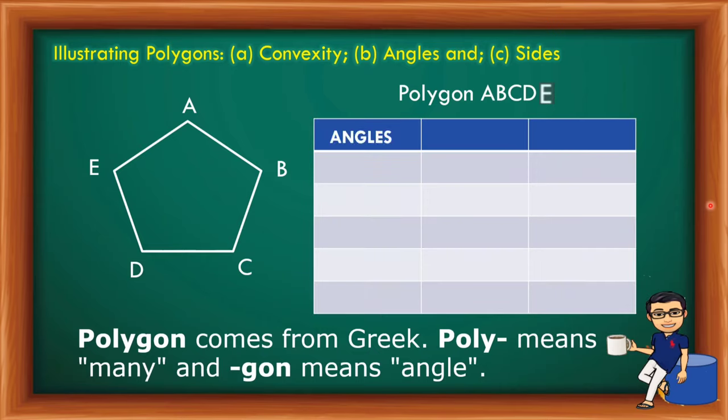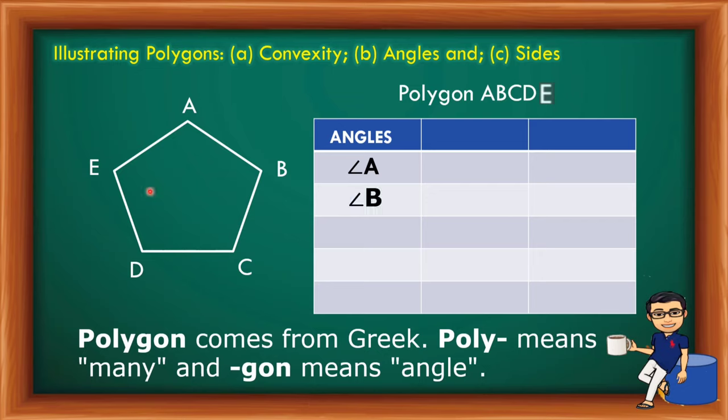Let us try to see. Let us consider we are going to name the angle. One of the angles is angle A. Using one capital letter, yung vertex na lang yung ginamit natin. Since this is the angle and the vertex is A, we have angle A. Pwede rin angle EAB, but we are using one capital letter.